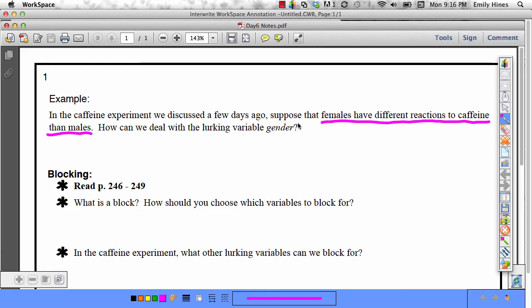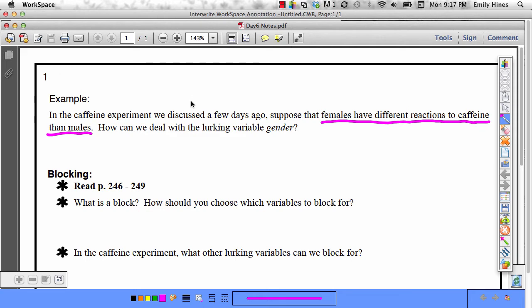Okay, that makes gender a lurking variable, because then we would look at our results, and if we get results, we might not know which caused them, the caffeine or the gender. So what are some ways that I could deal with that? Well, I might just eliminate a gender and only focus on males or only focus on females. However, that's bad because it's going to give me a smaller scope of inference. I won't be able to apply my results to males if I don't include males in my study.